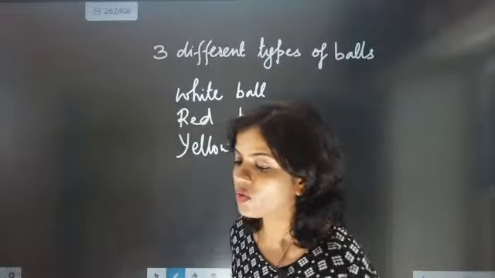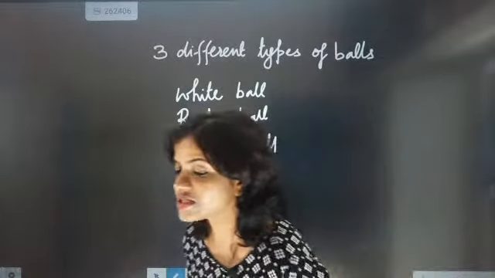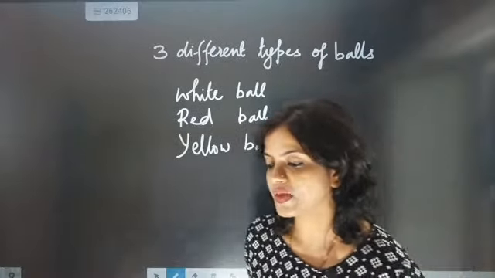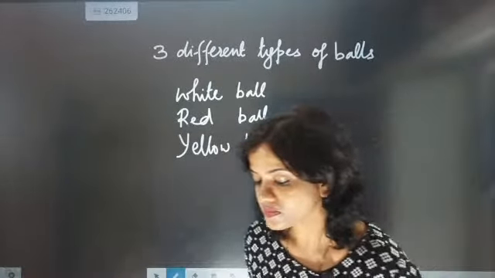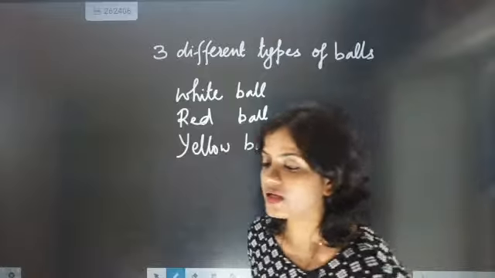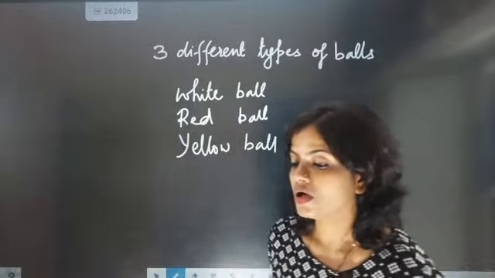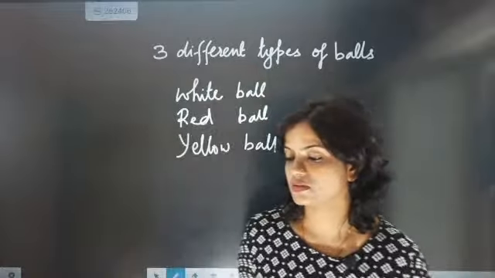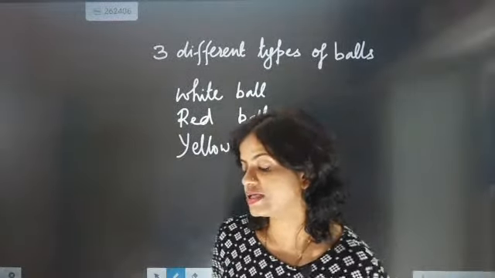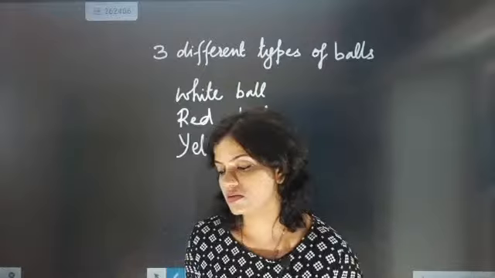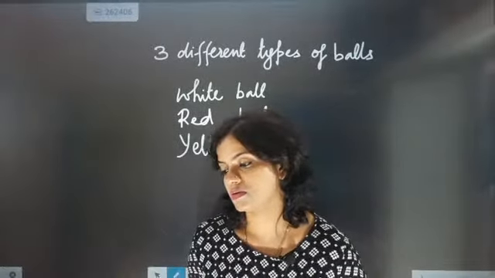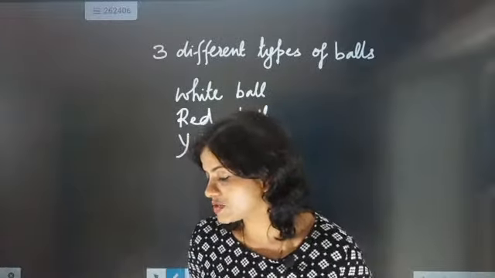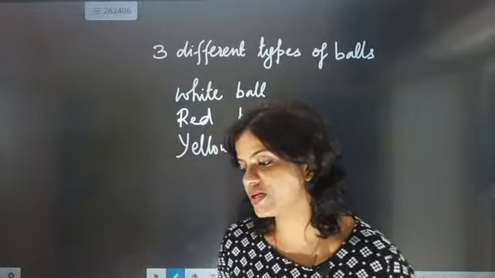So now tell me, how does it come under probability? Is it coming under sample space? You have to answer my question. Odd means white, even means red, yellow. Is it coming under sample space? Is it possible to form a sample space with this?